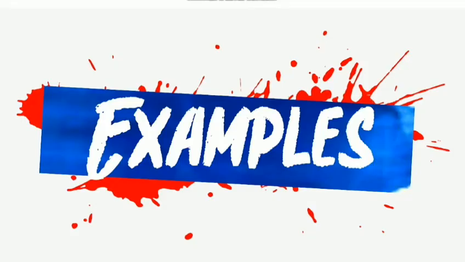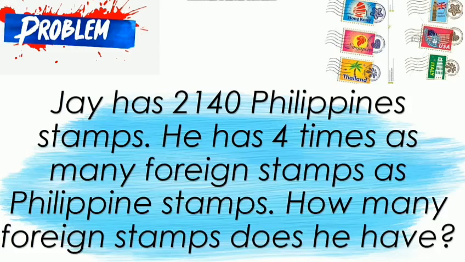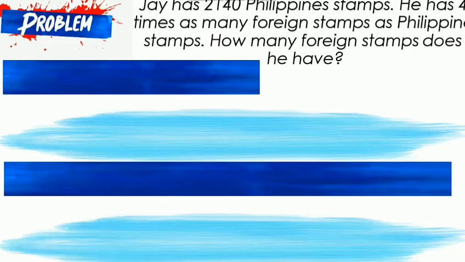Let's look at other examples. Joy has 2,140 Philippine stamps, then he has 4 times as many foreign stamps as Philippine stamps. How many foreign stamps does he have? Please take your time to study this question carefully. It's a little bit confusing, but if you take your time to study it, you will not have issues solving it. Now look at the question again.